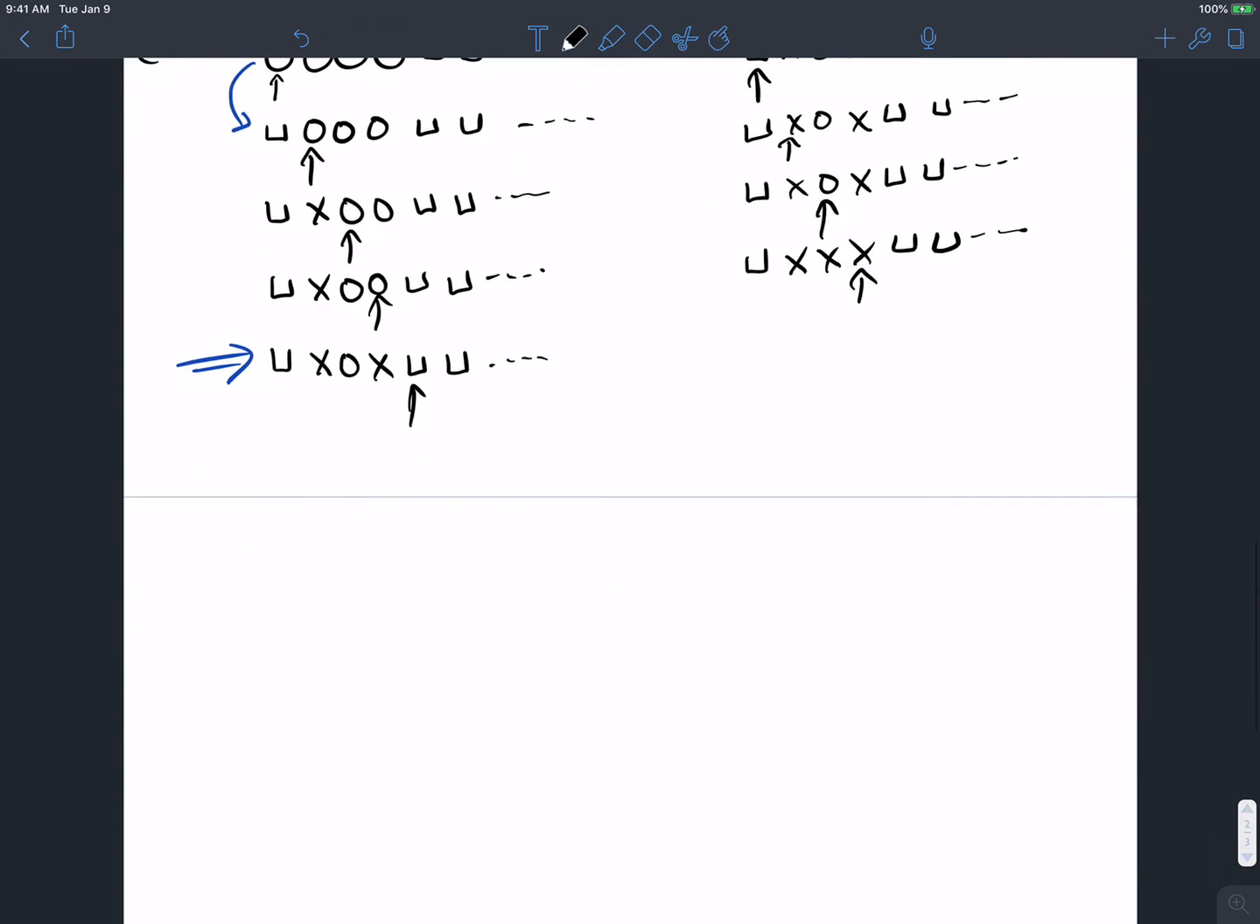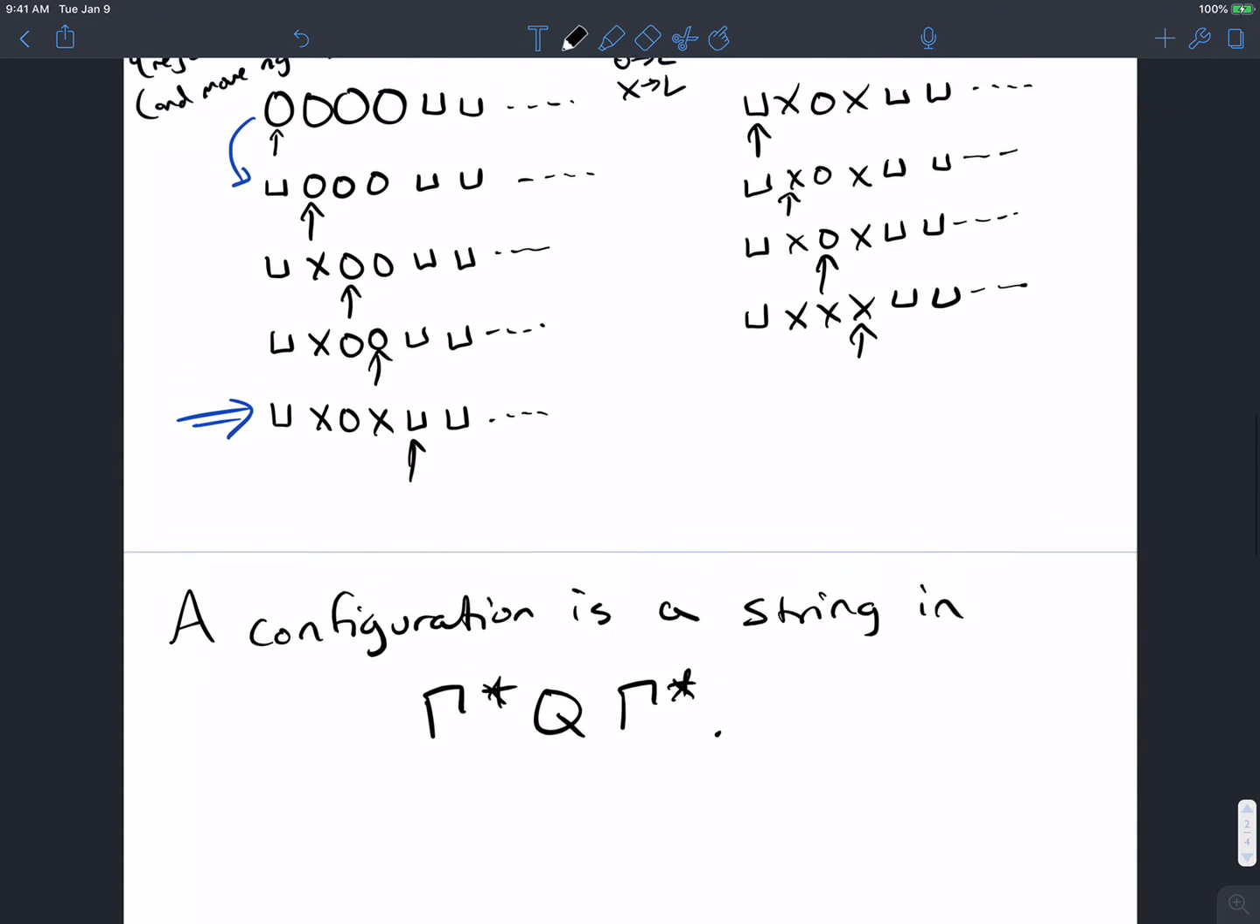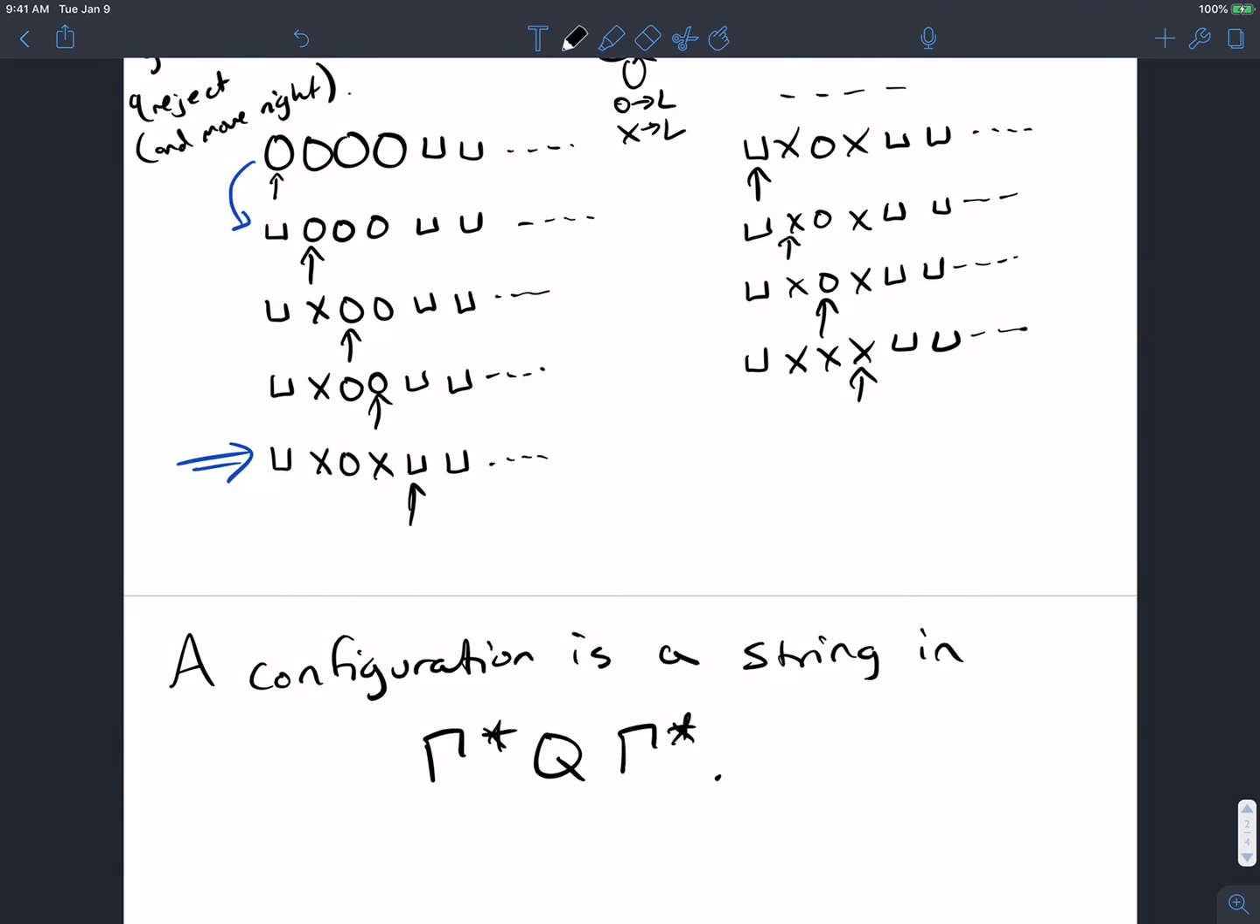So what are each of these things? A configuration is a string in gamma star q gamma star. So what in the world am I talking about? Well, instead of having the arrow pointing below a 0 and just happening to know what state we're in, is there a way that I can write all of those pieces of information as an actual string itself?